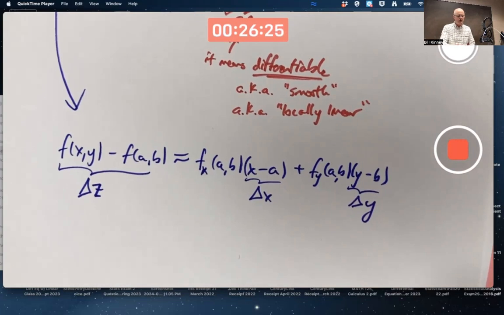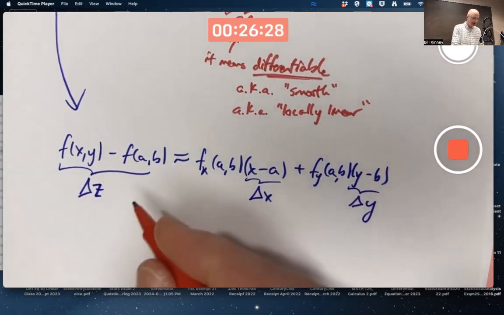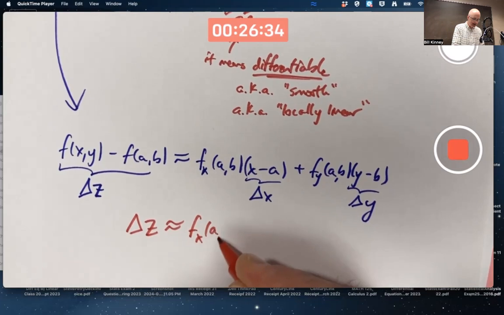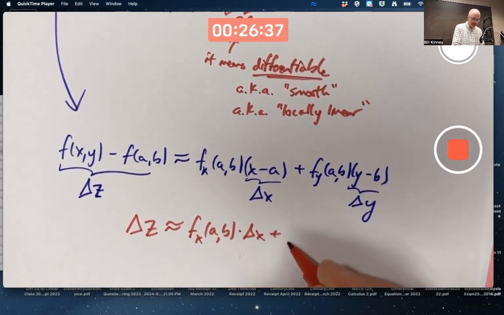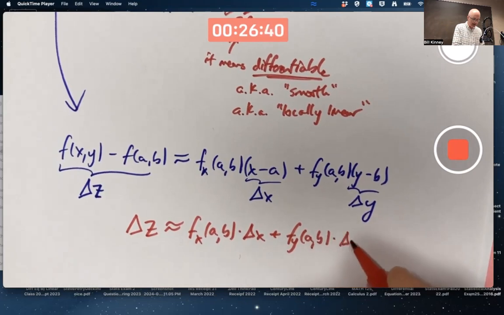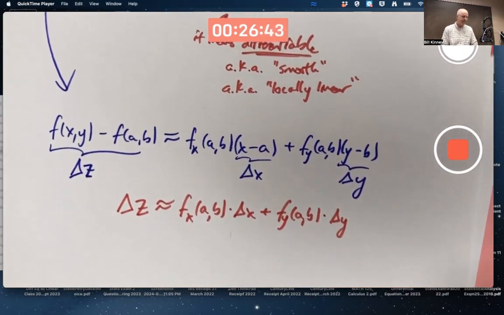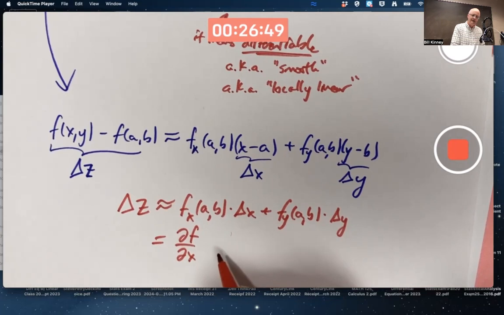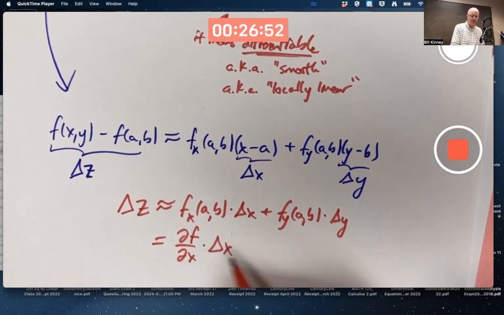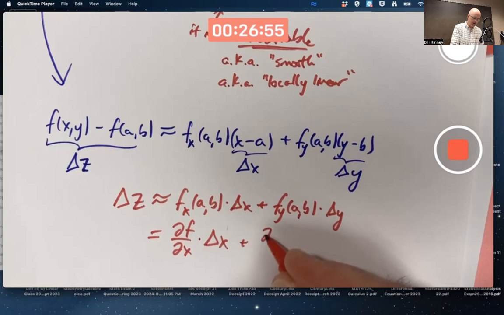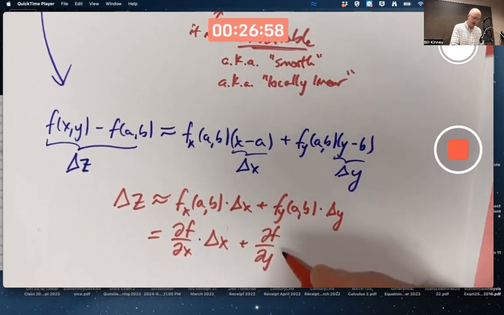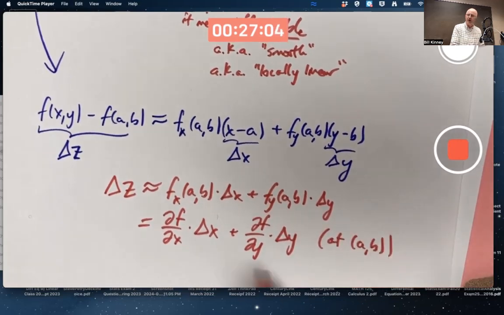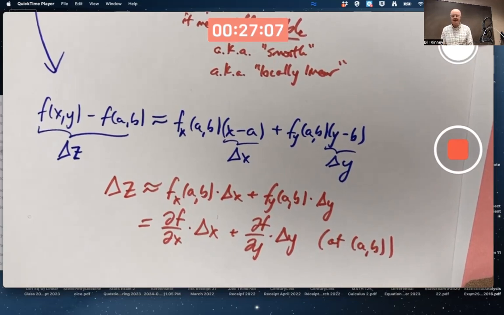So with these new symbols, this equation becomes equivalent to delta z is approximately fx(a,b) times delta x plus fy(a,b) times delta y. Or if we prefer Leibniz notation, partial f partial x at AB, but I won't write the AB, times delta x, plus partial f partial y at AB, but I won't write the AB, times delta y. It's understood at AB when I write this, but I'm not actually writing the AB.